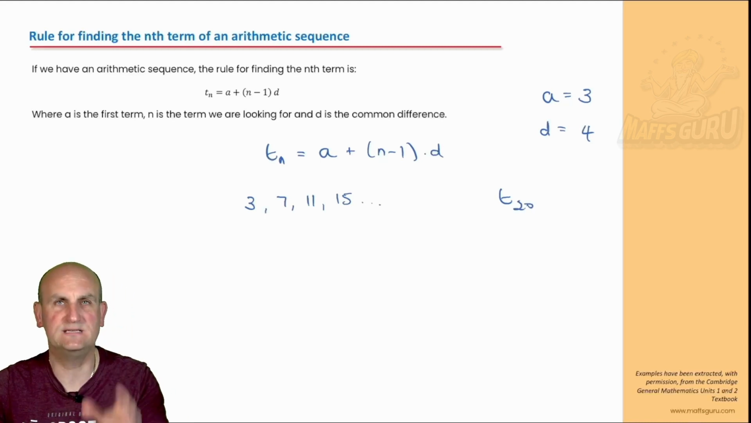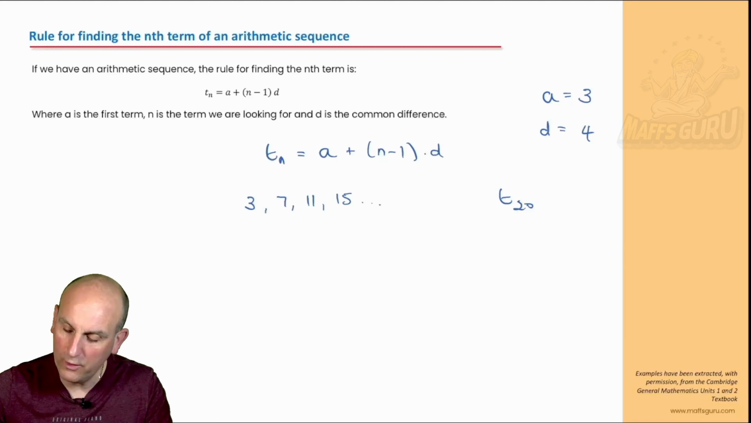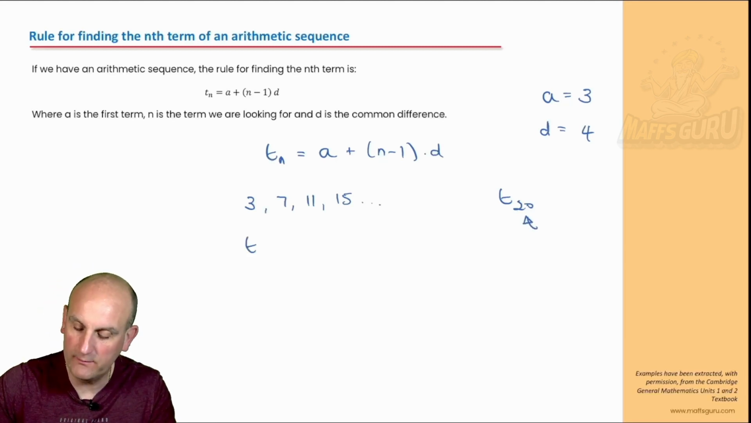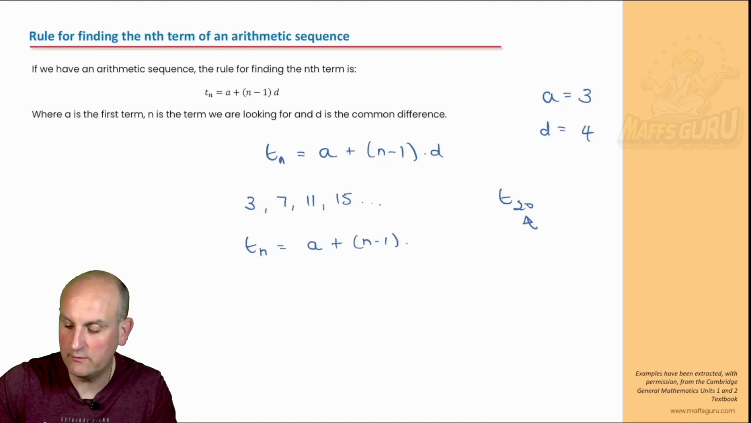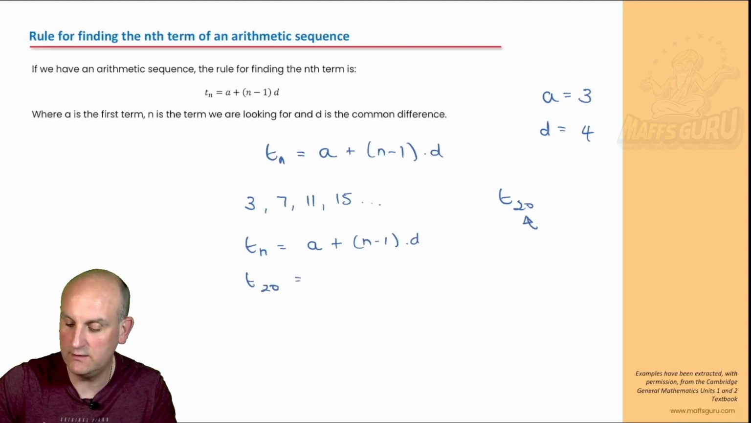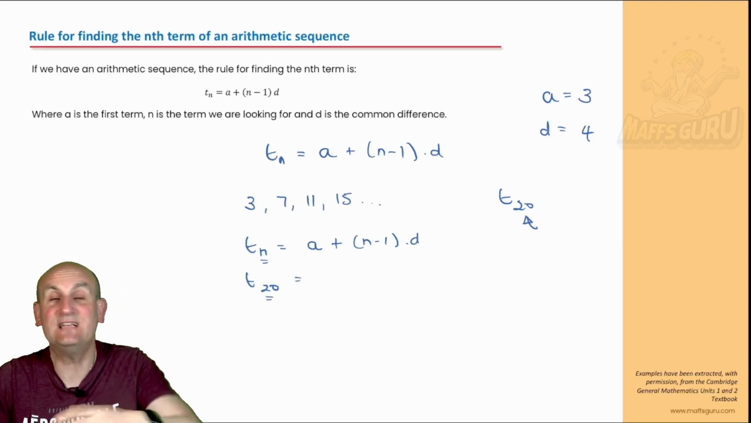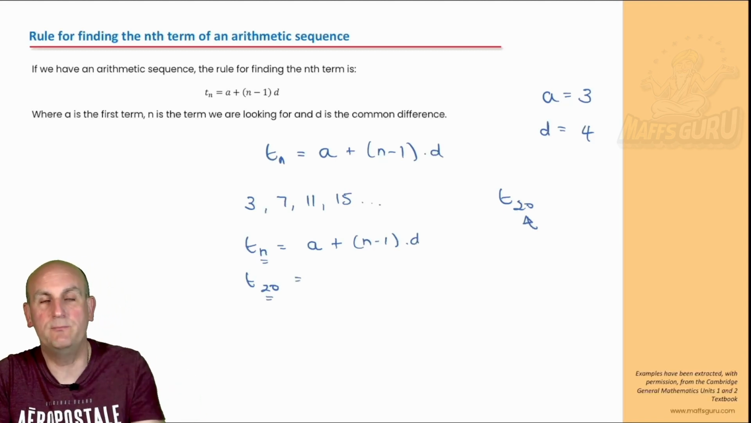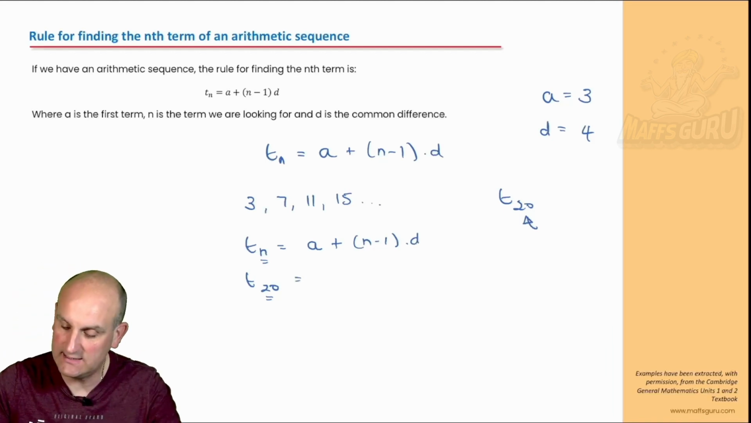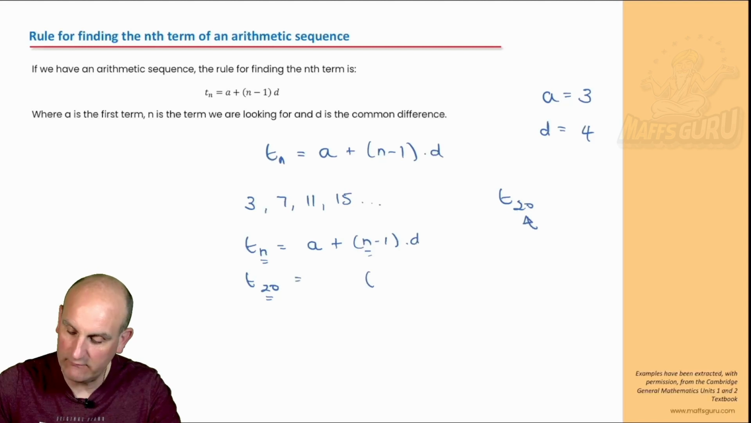Now again, with maths it's about pattern spotting. What do we notice about this little number here? Well, if we compare it to our formula, which was t of n equals a plus n minus 1 times d, I'm going to write underneath here t of 20. What do you notice? The n has been replaced with the 20. So that's actually what you do in maths. Everywhere you see an n is going to become that 20. So this n here, I can now write as brackets 20 minus 1.